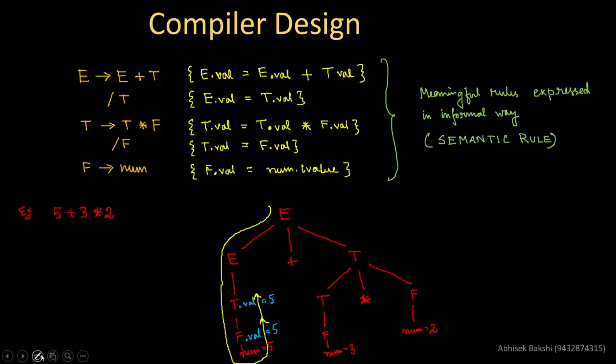Now the parsing will move on, and the next time it will come like T is reduced to E. Same thing, E.val will be what? T is reduced to E because of this production rule E to T, and it is written E.val equals T.val. That means E.val will be equal to 5 again, right?